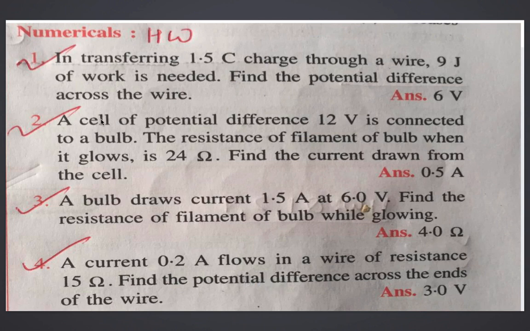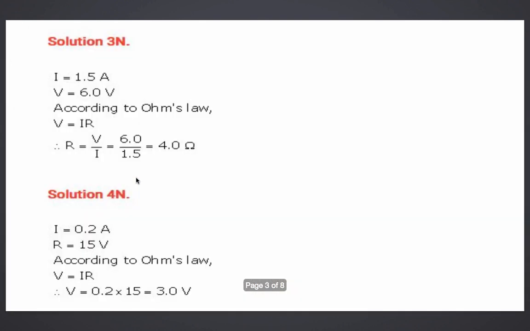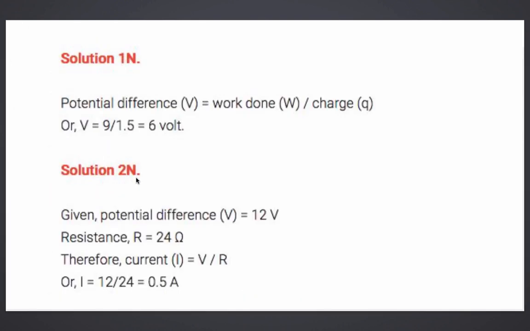Second question is, a cell of potential difference 12 volt. So this is the potential difference, V value, is connected to a bulb. The resistance of filament of bulb when it glows is 24 ohm. So R is given, resistance R is given, V potential difference is given. The question is to find the current drawn from the cell. What's the formula? V equals to IR. Can anyone tell me which law am I talking about? It is the Ohm's law.